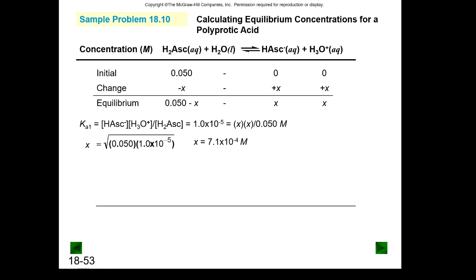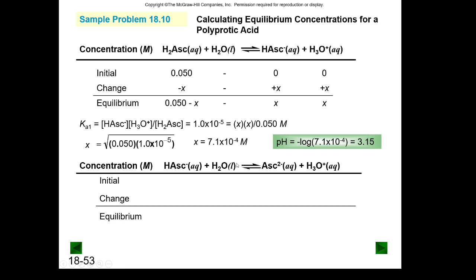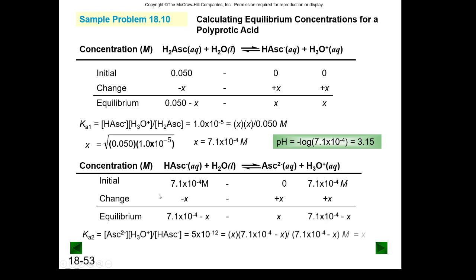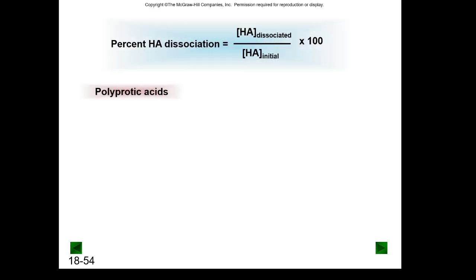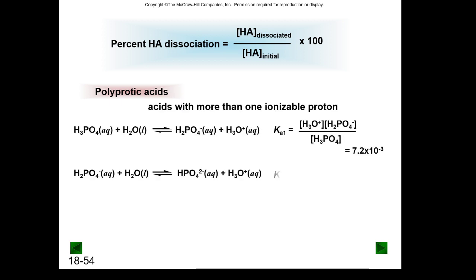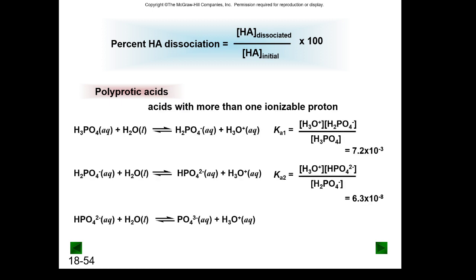Now the key is with a polyprotic, this value starts the next icebox. Because my next dissociation is this up here, and we do the same thing again, but now we set it equal to the second Ka value. And they show you the same thing here with phosphoric acid. Phosphoric acid has 3 of them.